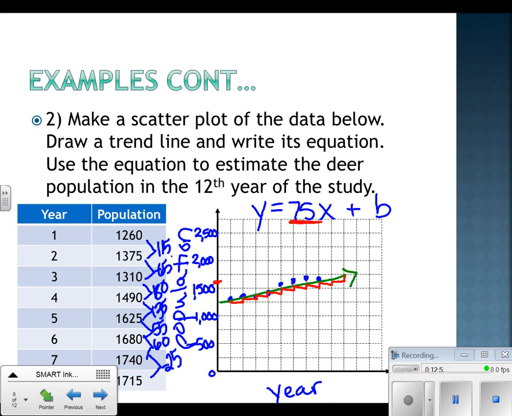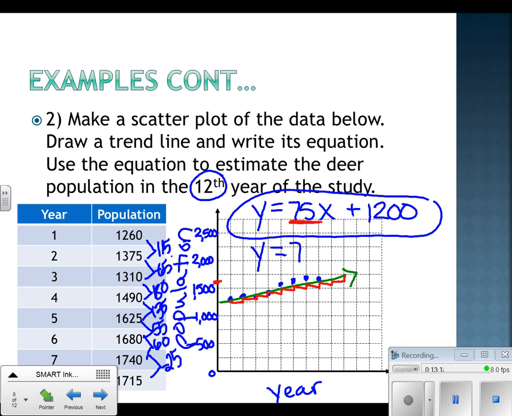Now, when we look at the y-intercept, where is it crossing? It looks like it's pretty close to 1,250 or like 1,200, somewhere in there. And so once again, this is just an estimate of what that equation would be. And so then in the 12th year, if we replace x with 12 and we do y equals 75 times 12 plus 1,200, we're going to get an estimate, once again an estimate, of 2,100 deer if we're studying population of deer.